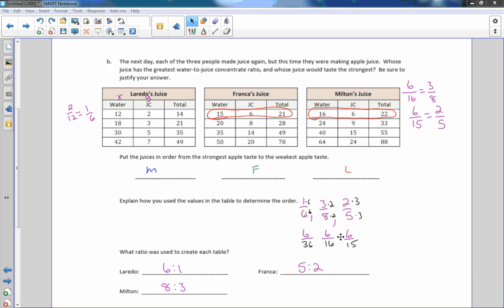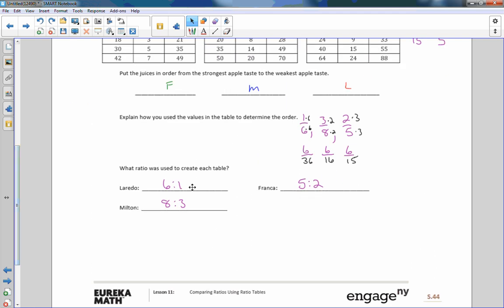Okay, these are still out of order. The strongest is 6/15. That's Franca. Franca's is the strongest. Milton's is the next, 6/16. And then 6/36 would be the weakest. That's Laredo. So it's Franca, Milton, Laredo. The ratios are 6 to 1, 5 to 2, 8 to 3.